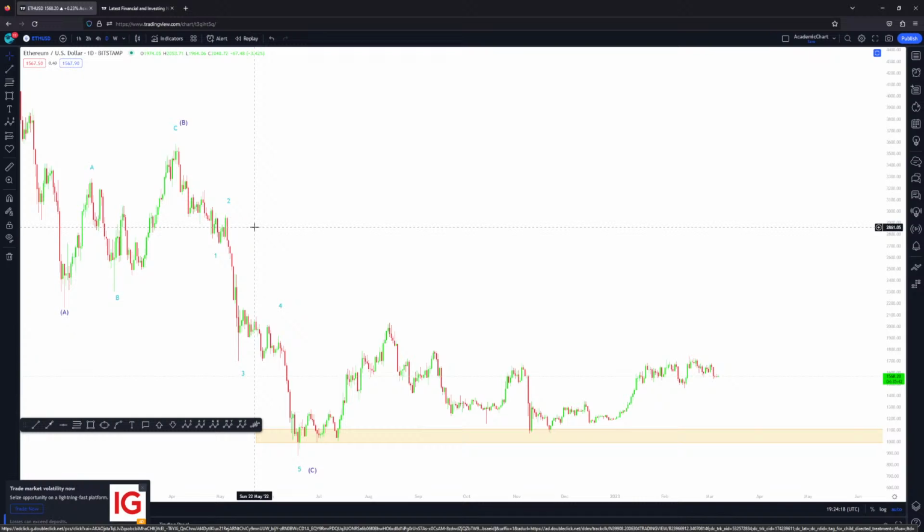But the most important thing in impulsive waves is that when we have a zigzag or a very sharp correction, which the most famous is zigzag, the fourth wave is going to be a side wave correction. The side wave correction, we have several types, but here I can see some sort of descending triangle. So I can show you like this. This is going to be our triangle.